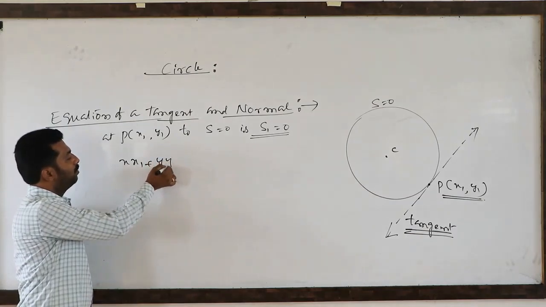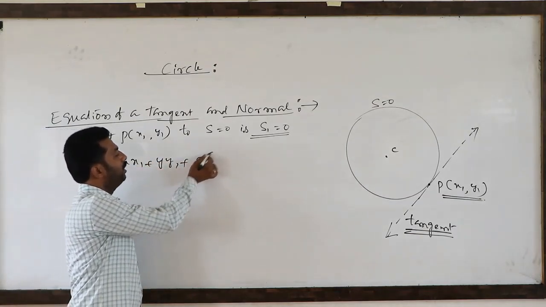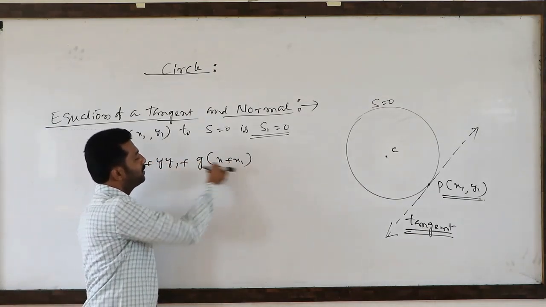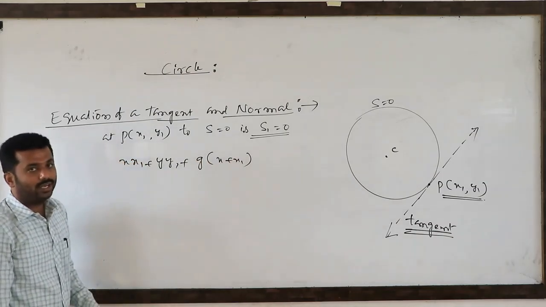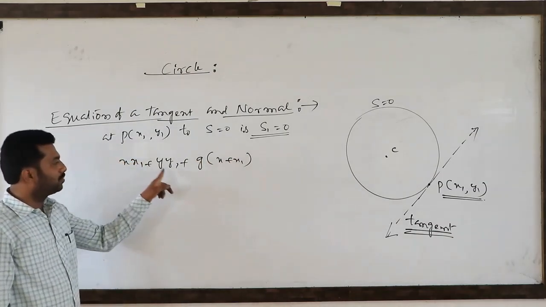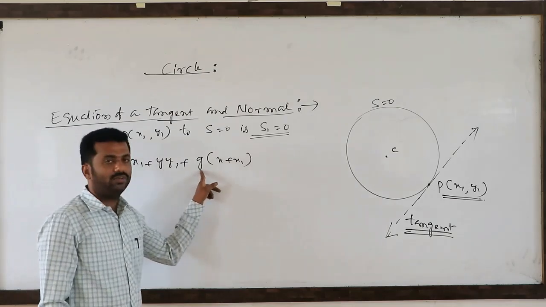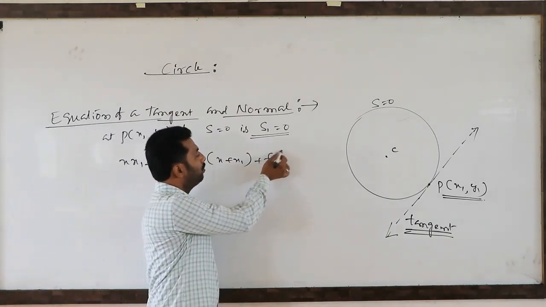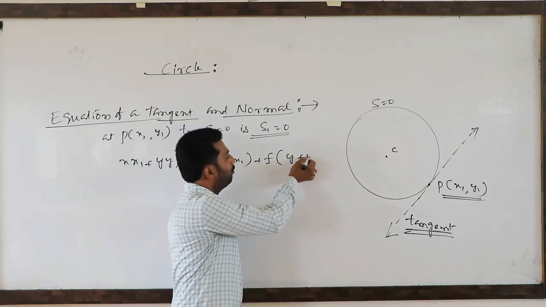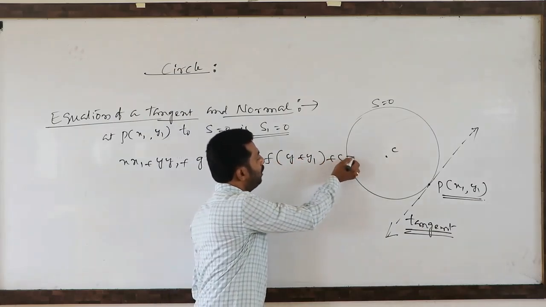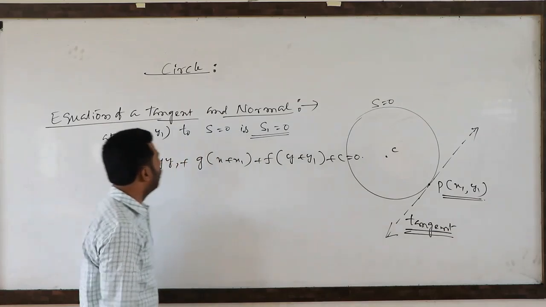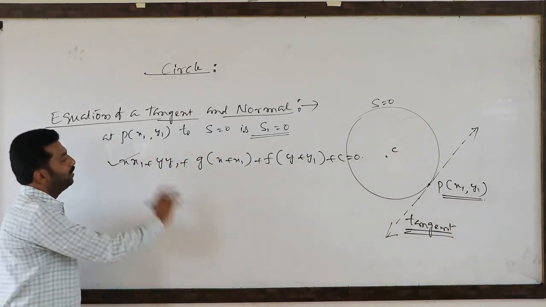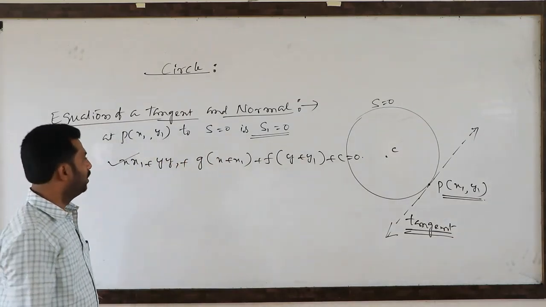x x1 plus y y1 plus g into x plus x1. While you are reading, you should read like this: x x1 plus y y1 plus half of x coefficient into x plus x1, plus half of y coefficient into y plus y1, plus c equal to 0. This is called the equation of the tangent to the circle.